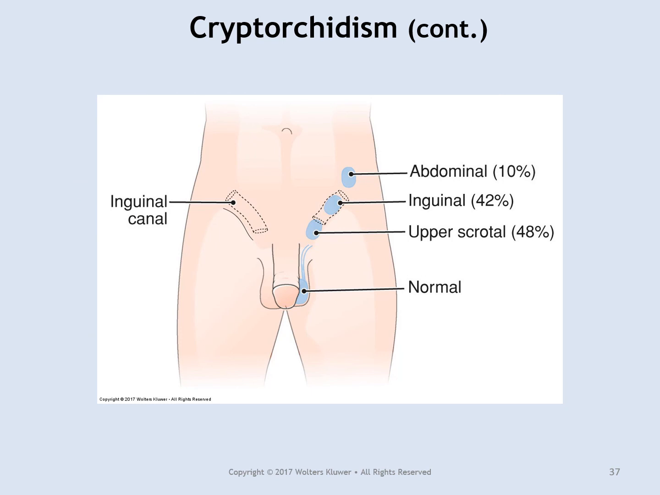So like I said, normally the testes should be down in the scrotum by birth. They can be up in the abdomen or in the inguinal canal. This is the little pathway that they take to get down into the scrotum. The lower the testes are, if they're in the upper scrotum or if they're in the inguinal canal, the easier it is to fix that cryptorchidism.